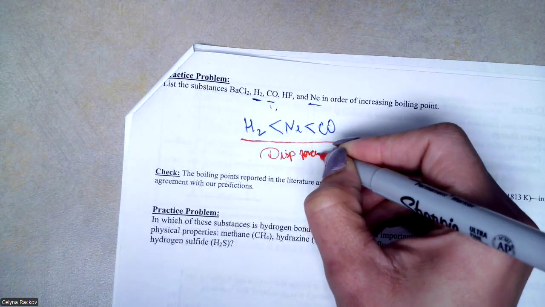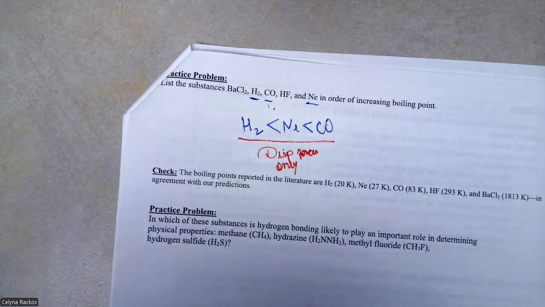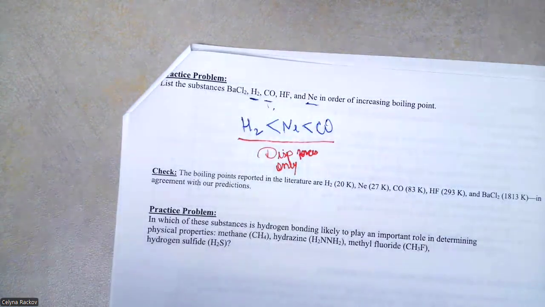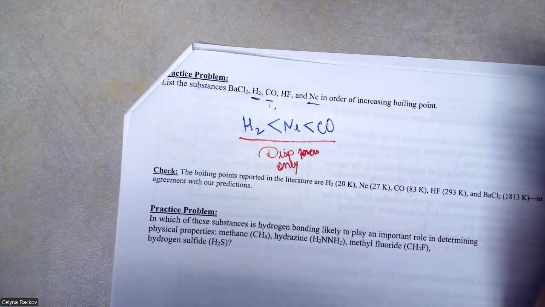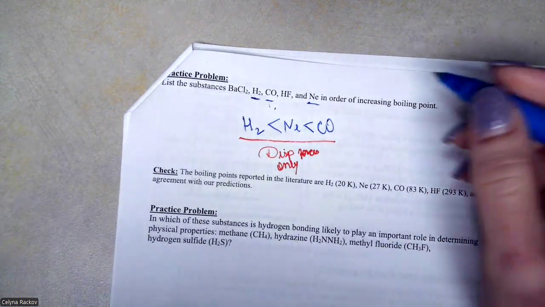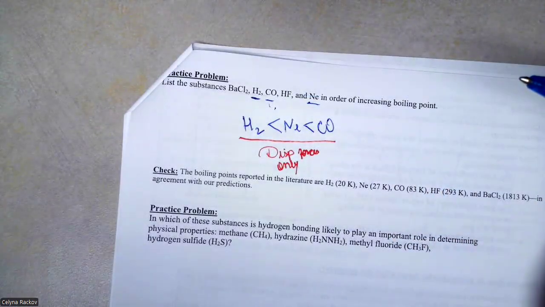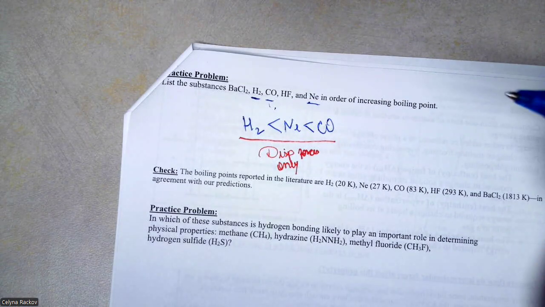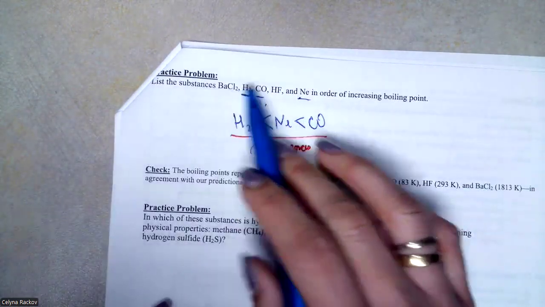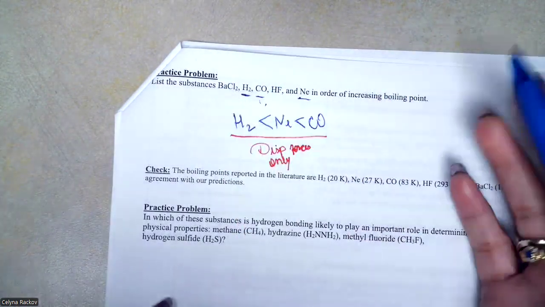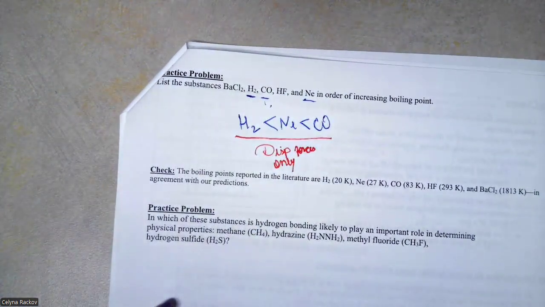This one here, they have only. Then the next one, let's talk about barium chloride and HF here. Which one comes first for us? Okay, so HF, and barium chloride here. They both have the special force, and both are dipoles.